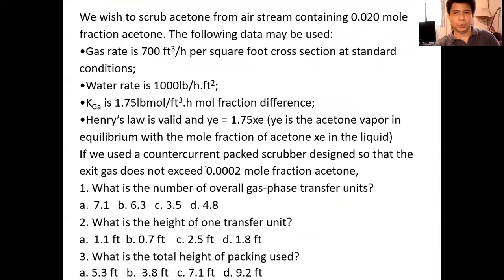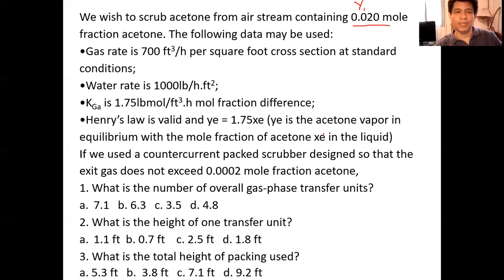So I want you to solve this. We wish to scrub acetone from an airstream containing 0.020 mole fraction acetone. So this is what you will use as Y1, this 0.020. Because you might convert it to mole per inert, don't. That is Y1 already, use it directly, since it's multiple choice and you might not get the correct answer.